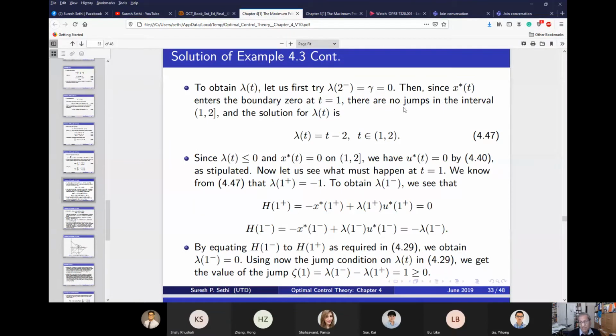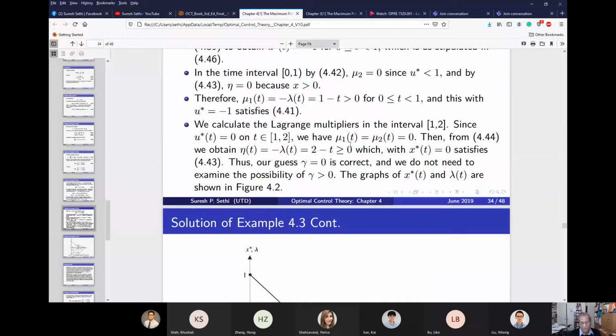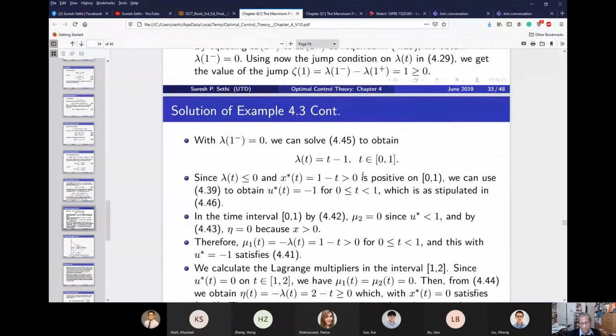So now x star t enters the boundary at 0. So now what I have to do is I have to actually go to a picture. In order to understand all of these, you need this picture. You can see that x star is going to enter the boundary x equal to 0 at this point 1. So that's where the boundary is being entered. So what we're now trying to say is the following.